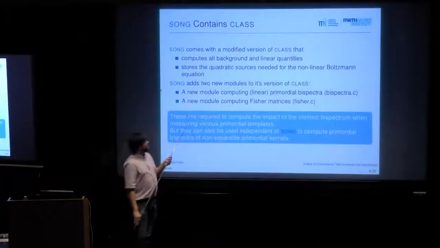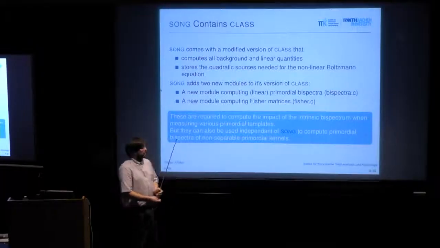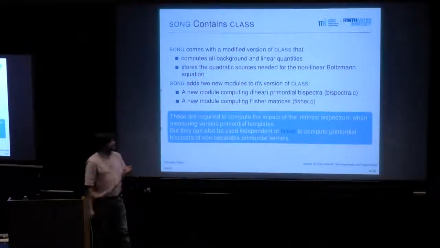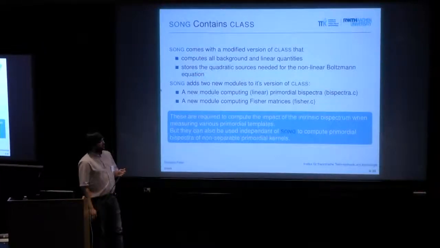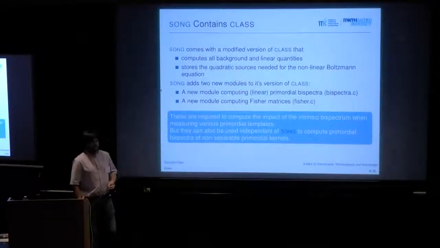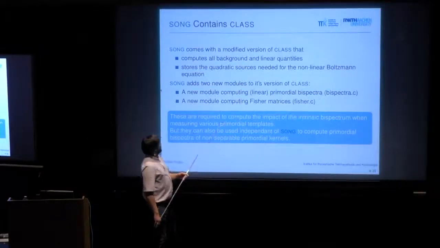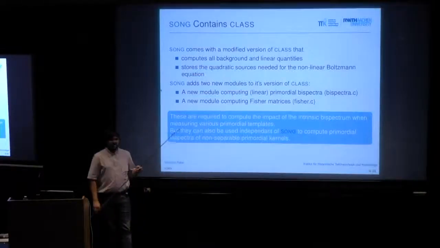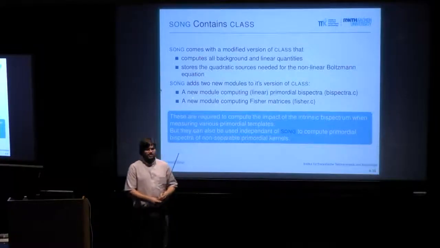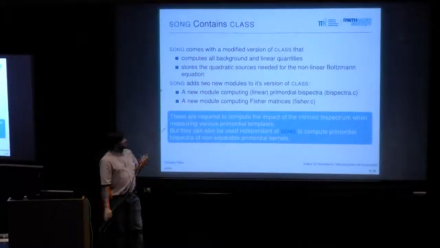So we have just modified the CLASS code such that, instead of producing just line-of-sight sources, it will now fill big tables of sources from the first-order perturbations that will then be read into the SONG part of the code. In addition, we have added 2 extra modules to the CLASS code. The first one is called bispectra.c. This module takes a non-Gaussian primordial perturbation and computes the resulting linear bispectra from that primordial non-Gaussianity. And why do we need this?